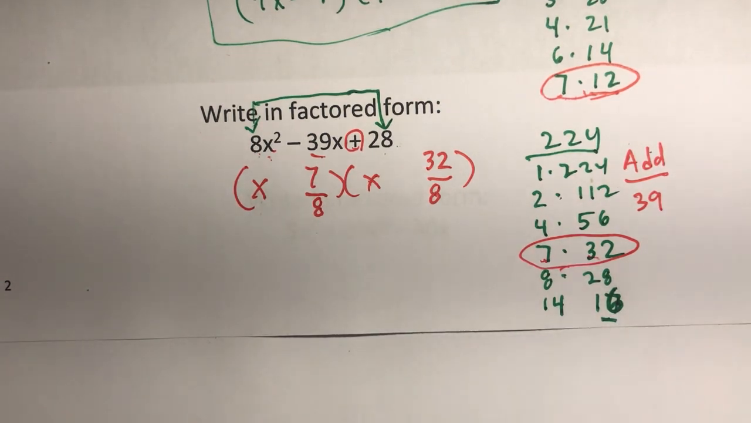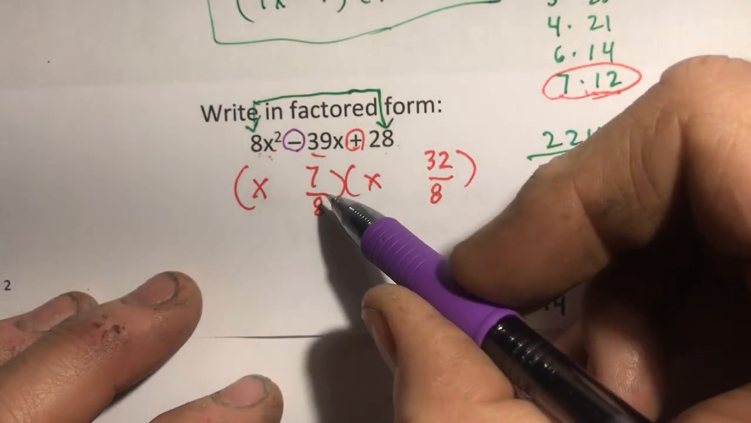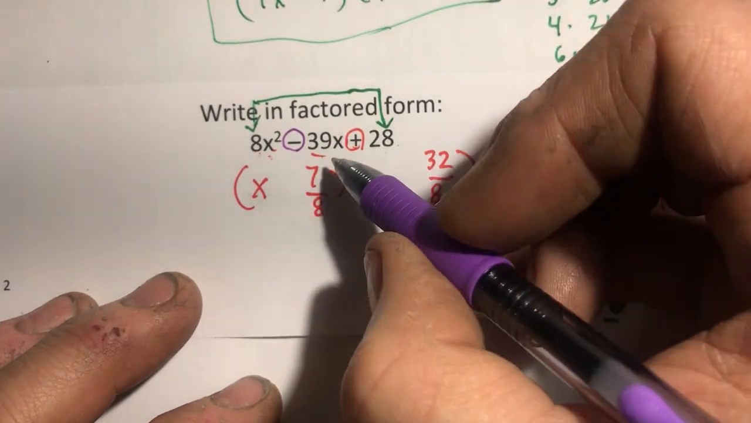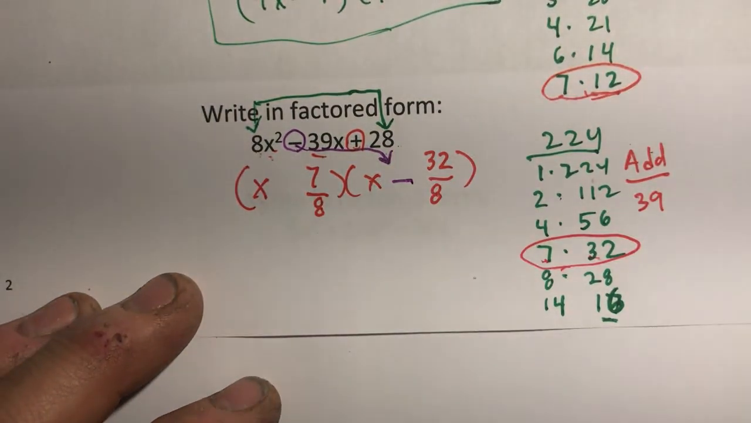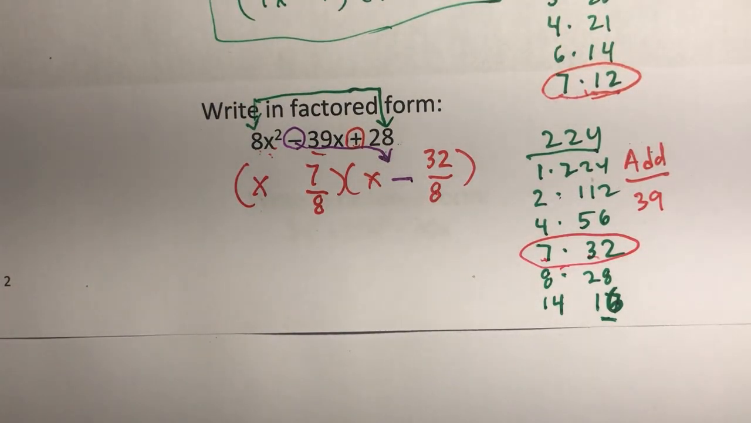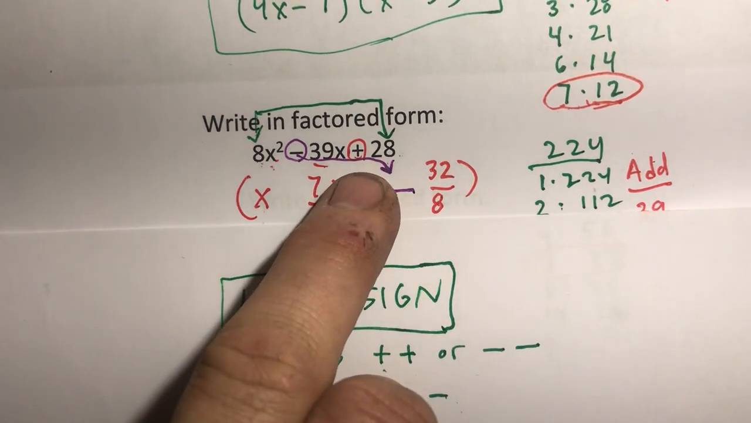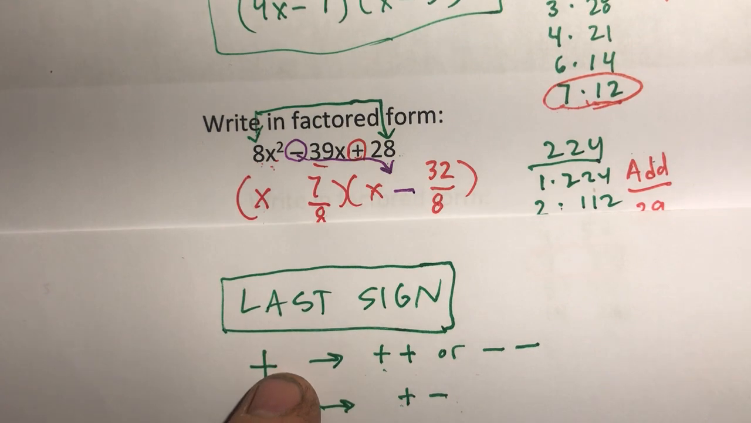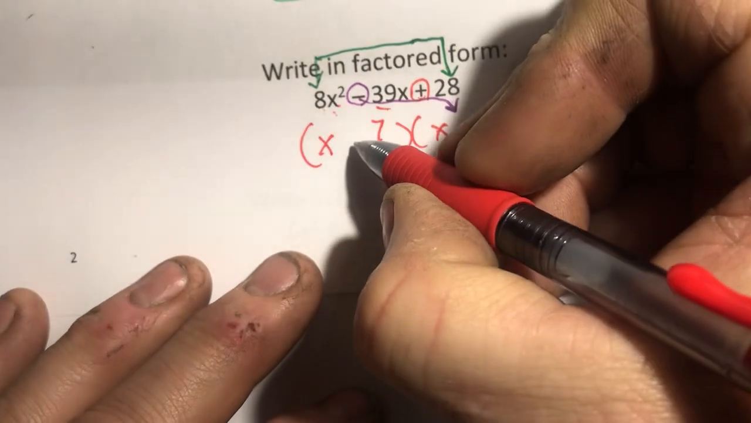Now my signs. All right, this sign right here always goes to the bigger one, and 32 over 8 is bigger than 7 over 8, so this minus goes over here. And now my last sign. All right, we've done this a few times now. This last sign is positive, which means they're both positive or they're both negative. Well, I've already got a negative in there, so they must both be negative. So this is a negative.